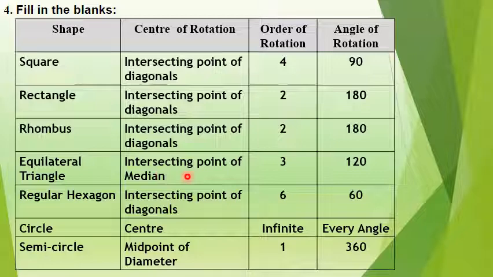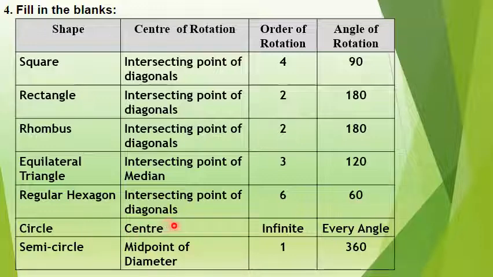Next, the equilateral triangle. You know the center of rotation is the intersecting point of the medians, the order of rotation is 3 and the angle of rotation is 120 degrees. Next is the regular hexagon. The center of rotation is the intersecting point of the diagonals and the order of rotation is 6. That means if you turn the regular hexagon through 360 degrees, 6 times we obtain the original figure. So the order is 6 and the angle of rotation is 360 by 6, equal to 60 degrees.